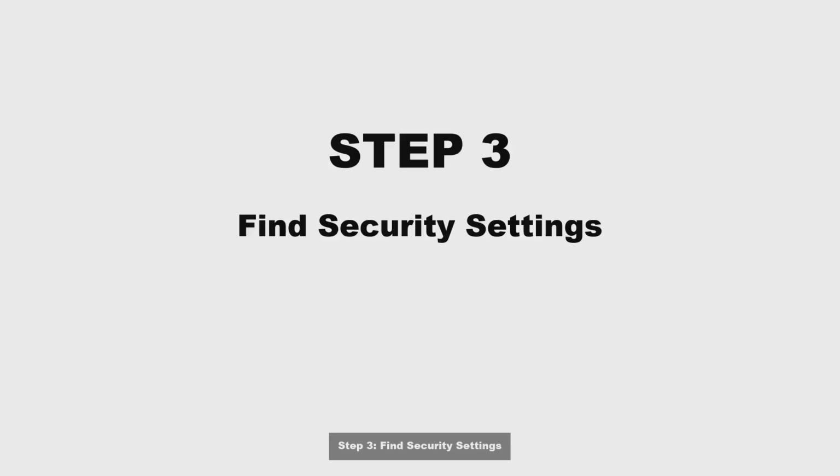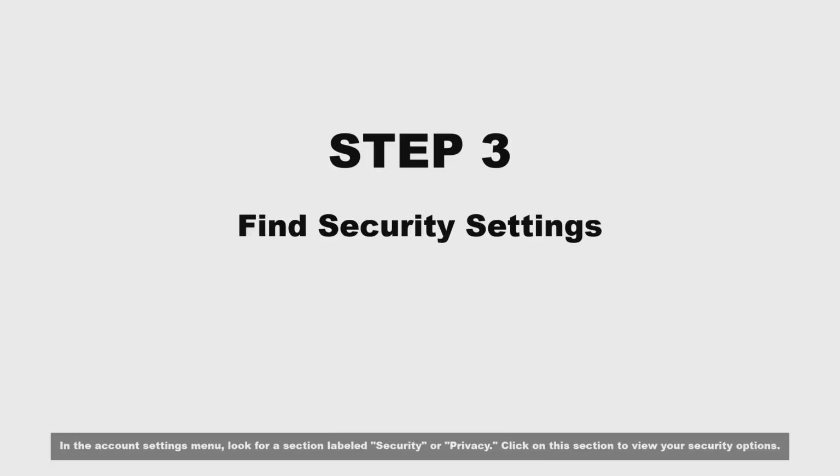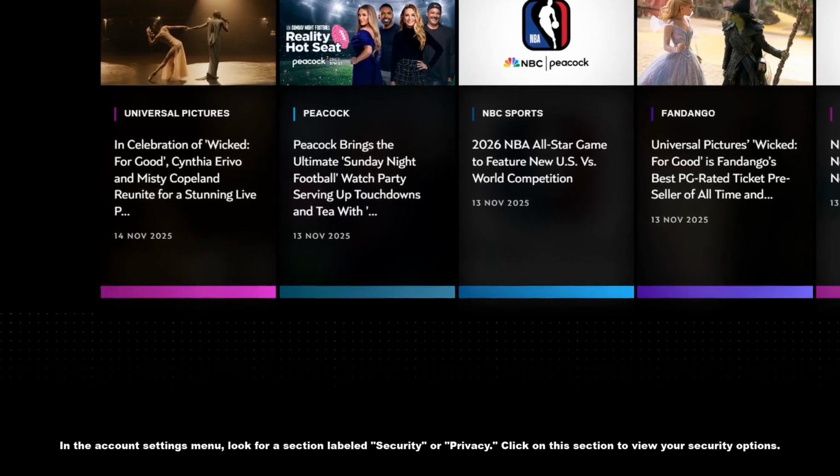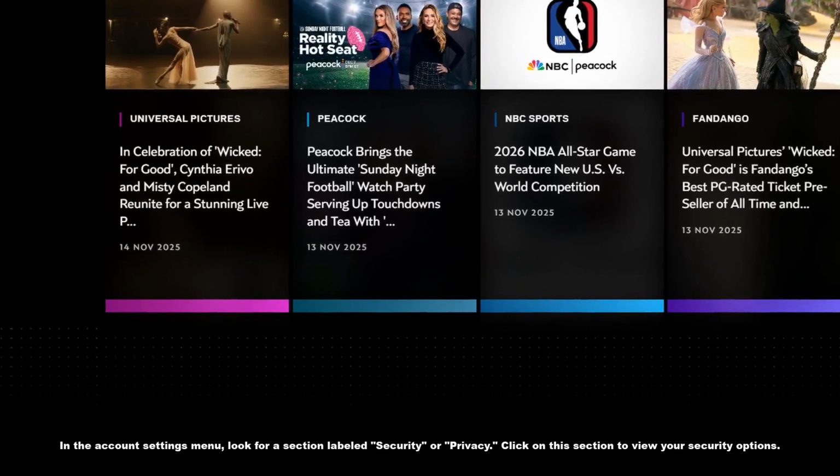Step 3. Find security settings. In the account settings menu, look for a section labeled Security or Privacy. Click on this section to view your security options.